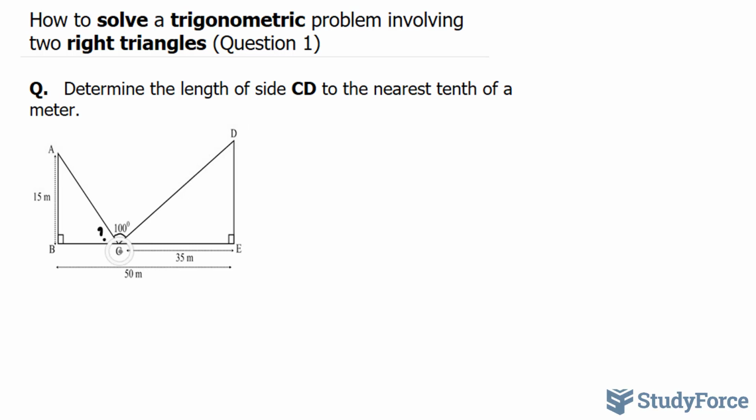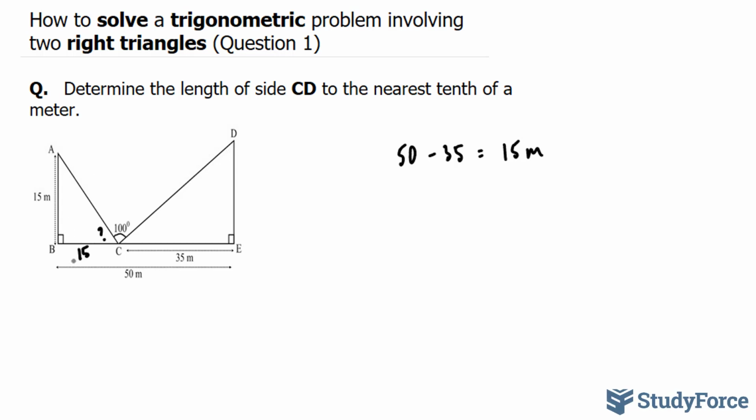Now we know the length from C to E is 35 meters, and we know the length from B all the way to E is 50. So to find out the length of B to C, we subtract 35 from 50, and that gives us exactly 15 meters. So now we know the length of this, which is 15.